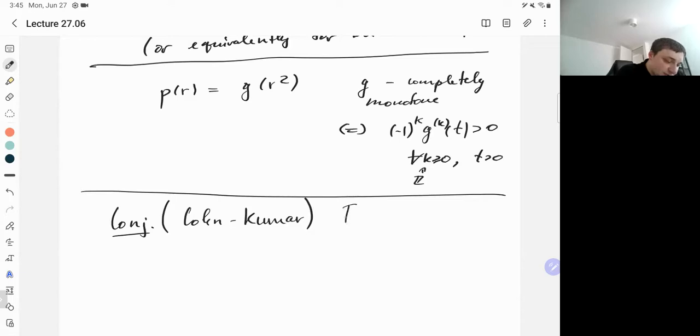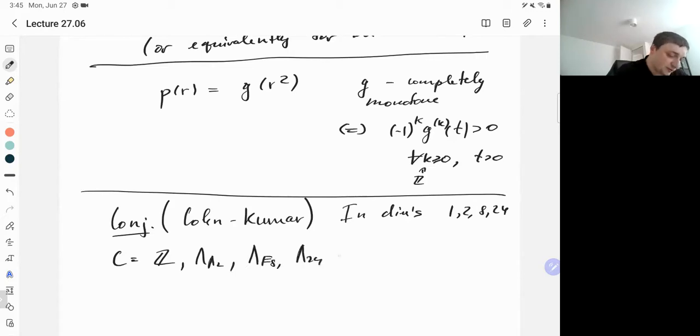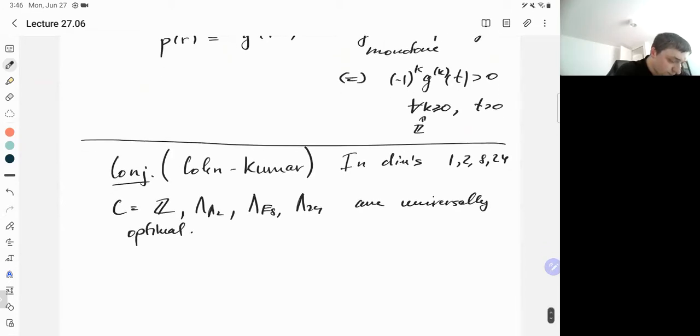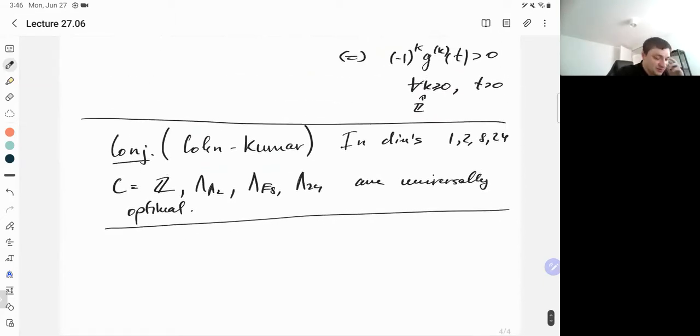So in dimensions 1, 2, 8, and 24, these configurations, the A2 lattice, the integer lattice, the E8 lattice, and the 24-dimensional Leech lattice, are universally optimal. Okay, so this is not quite what they conjectured. They conjectured something much more precise, which I'll explain in a moment.